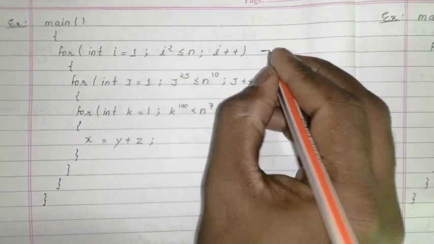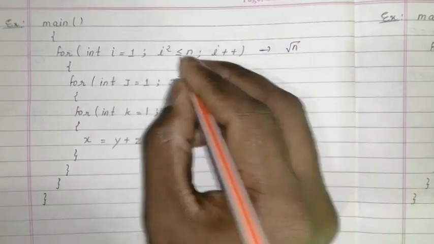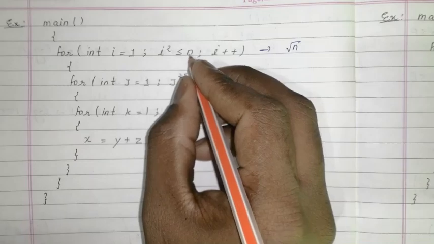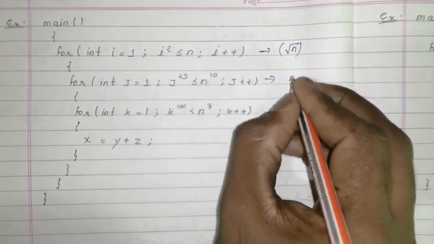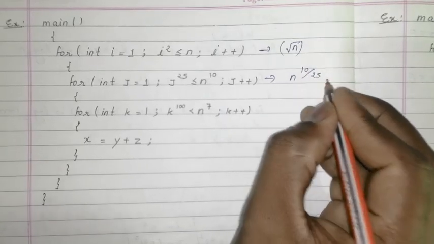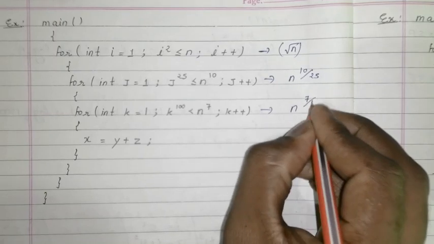So how many times will this for loop run? Root n times. I will iterate up to root n times. And how many times will this for loop go? N power 10 by 25 times, and this for loop will run n power 7 by 100 times.